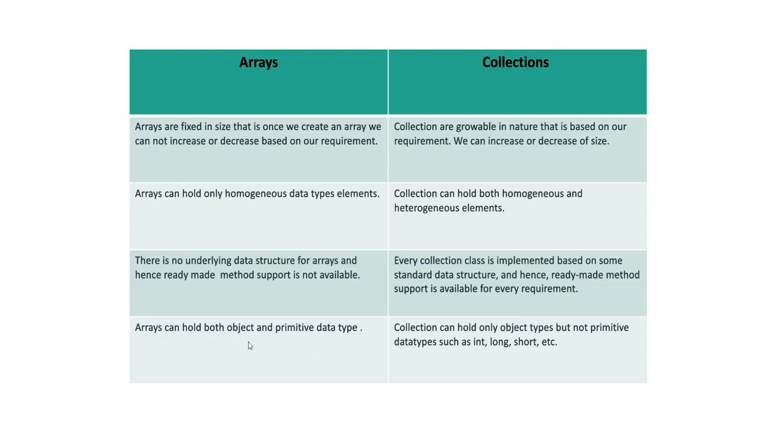Arrays can hold both object as well as primitive data types, whereas collections can hold only object types but no primitive data types such as int, long, short, etc. So these are the major differences between arrays and collections.